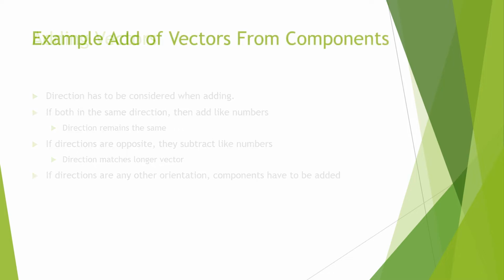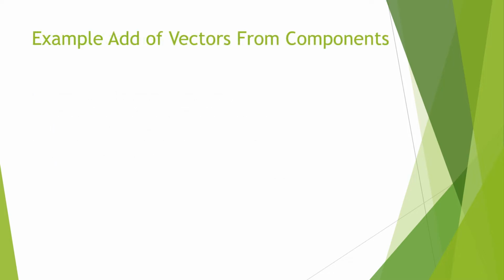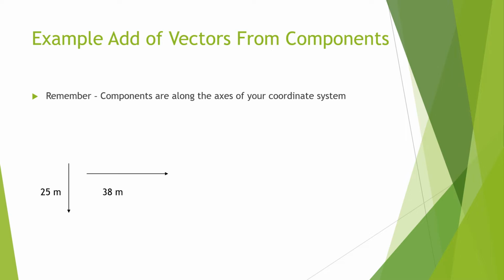Let's look at an example of adding vectors. So remember, components are along the axes of your coordinate system. So we're going to look at these two vectors. We have a 25-meter downward vector and a 38-meter leftward vector. The first thing I need to do is define my coordinate system. So on the side, I'm just going to draw a little xy axes. And I'm going to start and say that positive x is to the right, positive y is up. Again, most of the time we're going to keep it just like you would see in math class.